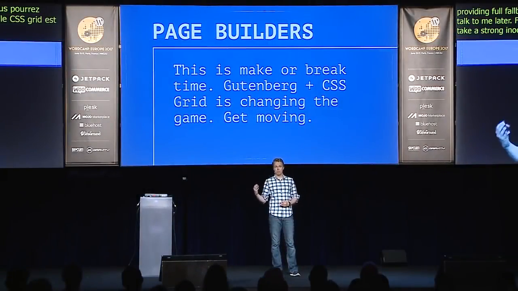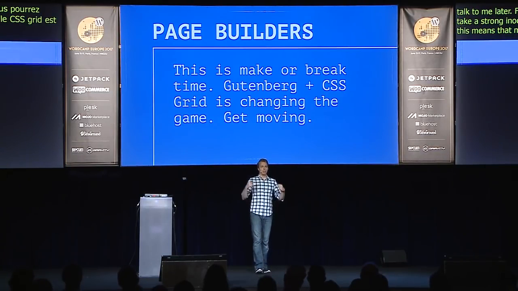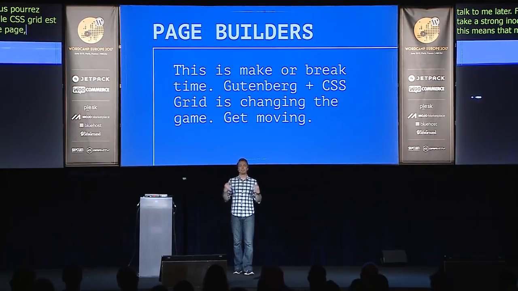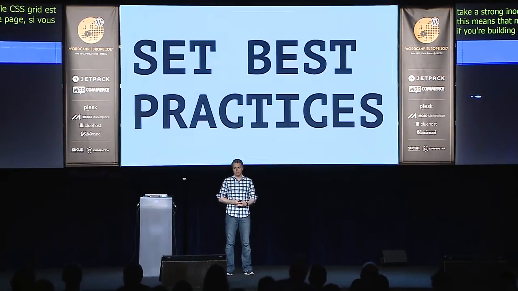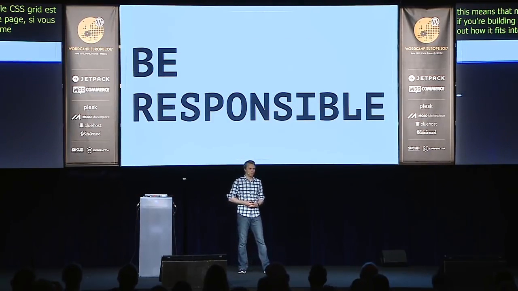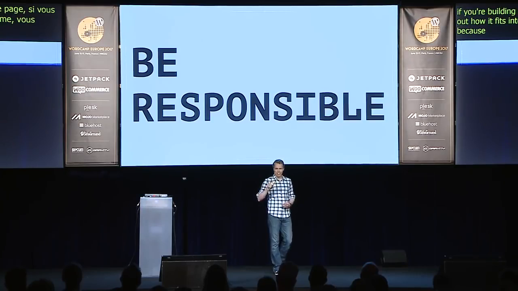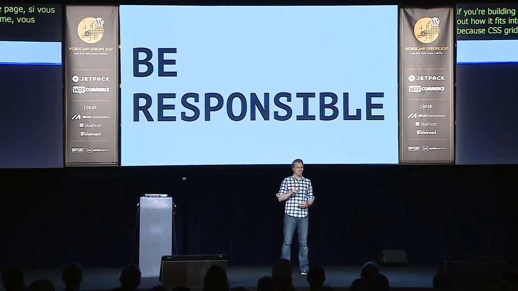Page builders, this is make or break time. CSS grid plus Gutenberg and WordPress means that most of what page builders does will be handled inside WordPress itself. So if you're building a page builder, you need to get on top of the spec and figure out how it fits into your business model. Set best practices. Be responsible, because CSS Grid allows you to mess around with the structure order of your content and can make sites really inaccessible. So don't do that, but use it for good.